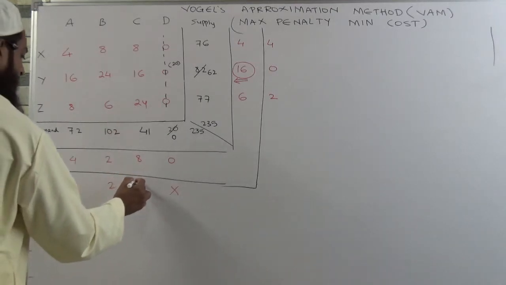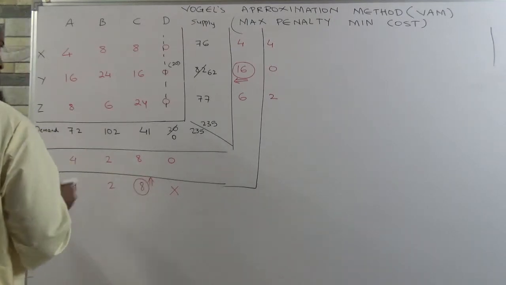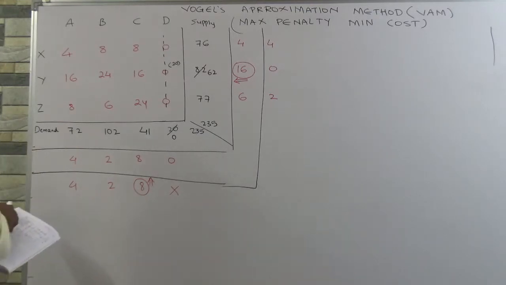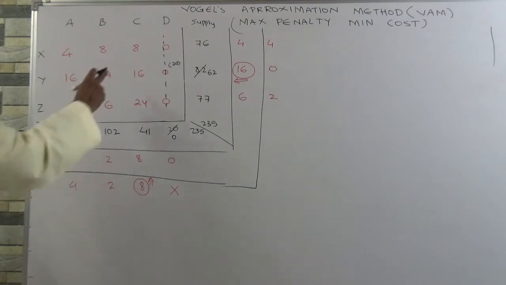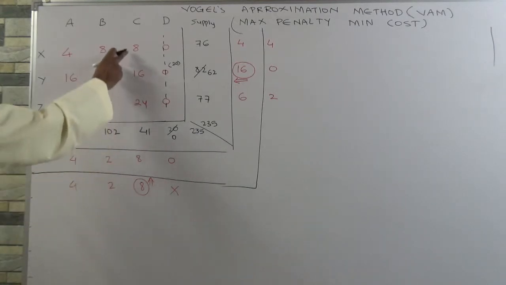4, 2, 8. The maximum penalty is 8. Come inside the table. Which is the minimum cost over here? 8, 16, 24. The minimum cost is how much? 8. So max penalty, min cost 8.